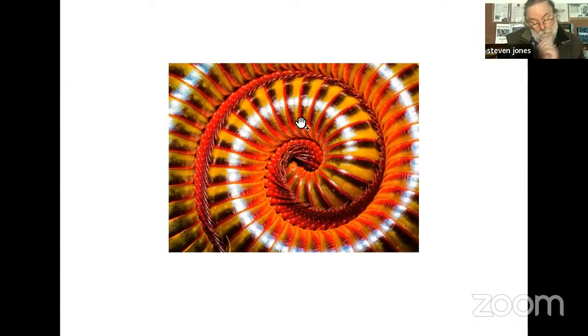Anyway, here's a centipede, a millipede, and look, it's curled up to protect itself. It's got its hardest armor on the outside and its vulnerable part where its legs are all tucked away. And by curling up like that, it's too big, it's hard for a bird to swallow it. So that's a defensive pattern.